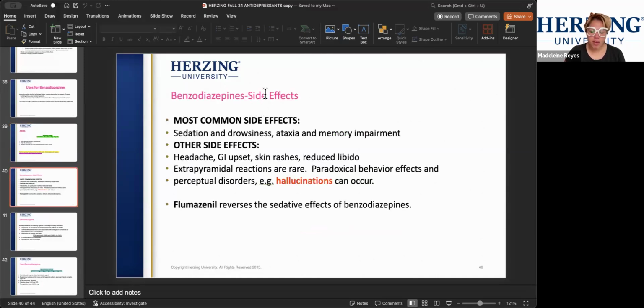Benzo side effects, most common: sedation and drowsiness, ataxia, and memory impairment. Other side effects: headache, GI upset, skin rashes, reduced libido; extrapyramidal effects are rare. Paradoxical behavior effects and perceptual disorders, hallucinations can occur. Flumazenil reverses the sedative effects of benzos.